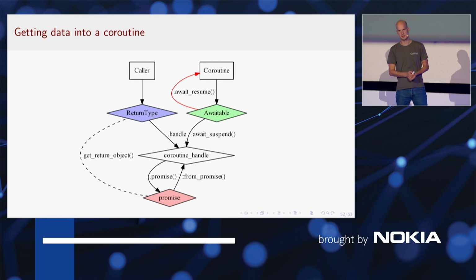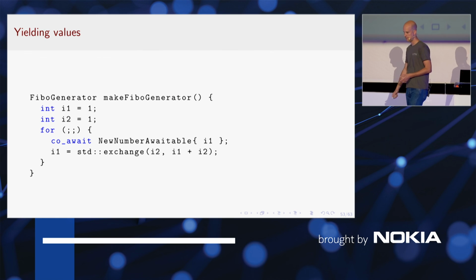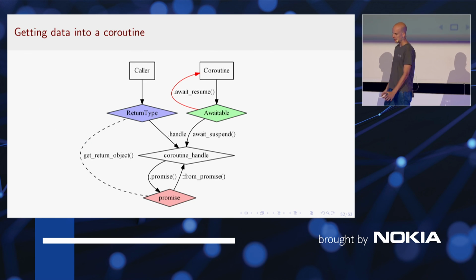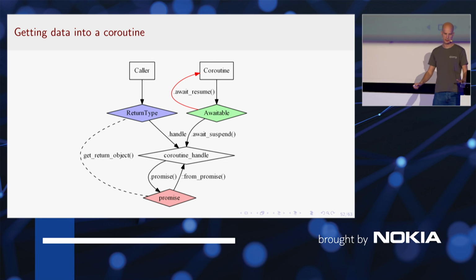So that's the missing piece here, the await resume function. That is how I can hand the data back out from the awaitable. And that's it. Those are the two ways. Those are the essential use cases. If you can write those, then you can write almost anything.